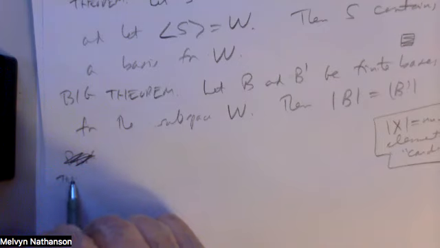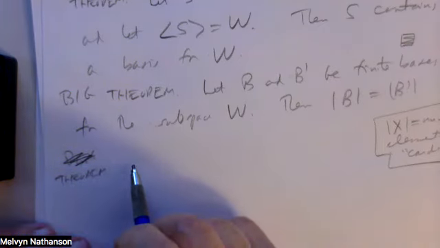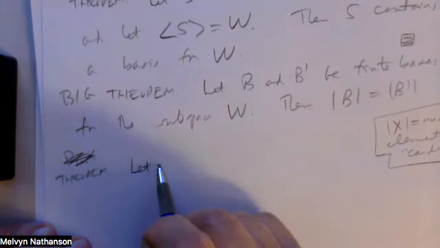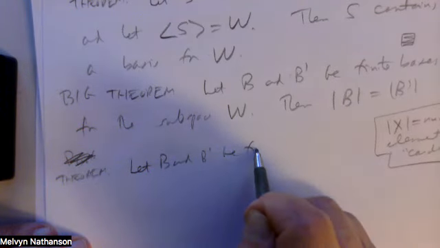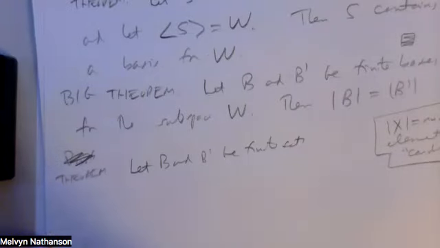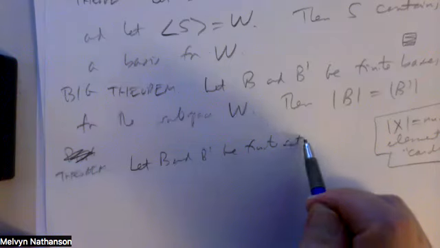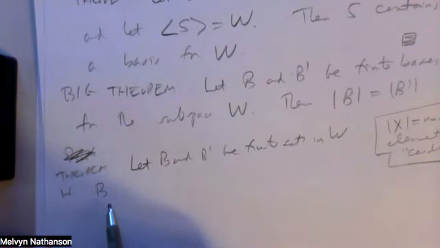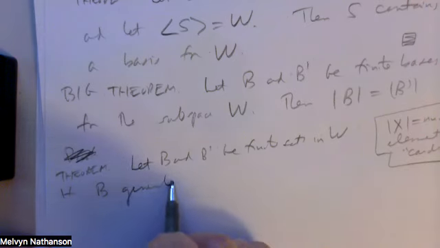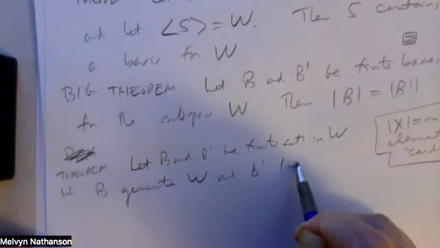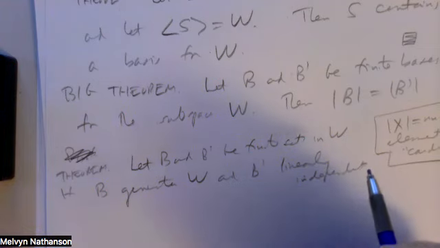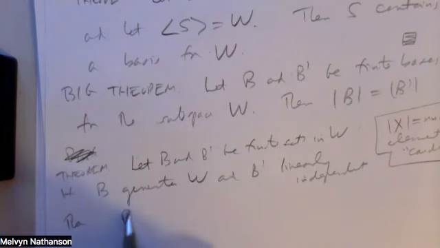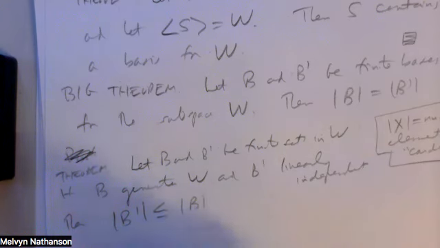So there's one sort of lemma or theorem that we need first. Suppose we have that B and B prime are finite sets in W. If B generates W, and B prime is linearly independent, then the number of elements in B prime is at most the number of elements in B. Let's see. What was the notation I used yesterday for that?